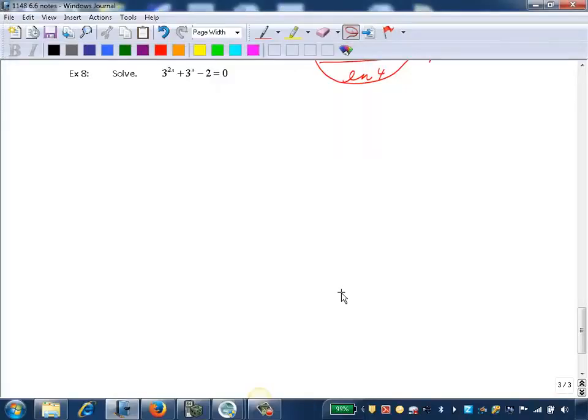In this example, we're asked to solve the equation 3 to the 2x plus 3 to the x minus 2 equals 0. So we can identify that the variable appears as the exponent on these two bases, so we know this is an exponential equation.